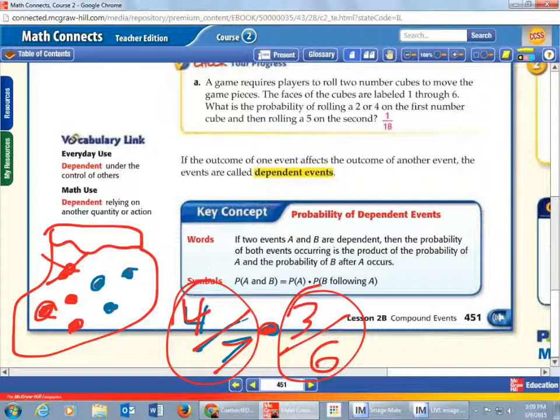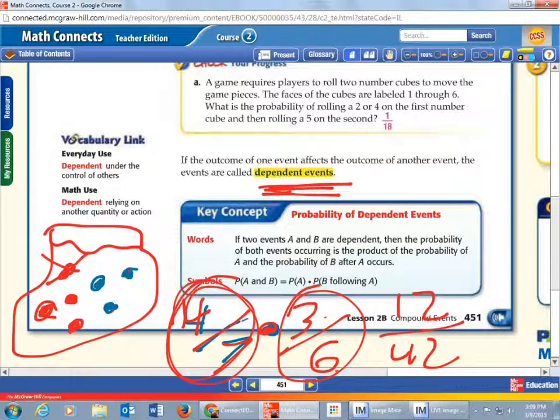So to put those together, I come up with 12 over 42, and then reduce it. You'll notice that these are dependent because the 3 and the 6 depend on what I got the first time. So it all depends on how it goes.